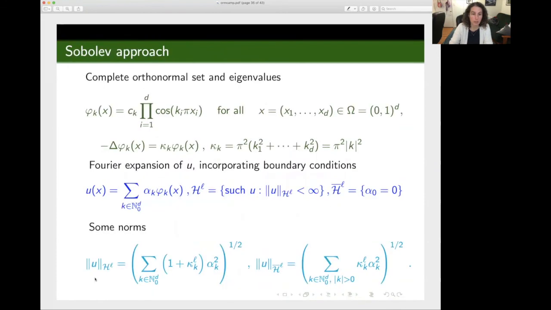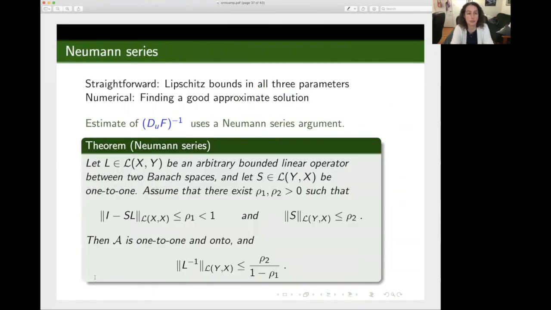And so the easy part is the Lipschitz bounds in all three parameters. And finding a good approximate solution is a numerical problem, which I don't know if straightforward, but we have some candidates. And then the hard part of this estimate is estimating the derivative inverse. And so I want to use my Sobolev embeddings as well as a Neumann series argument.